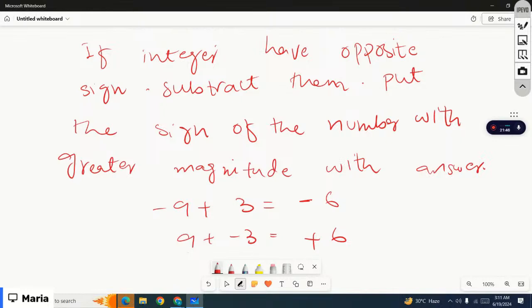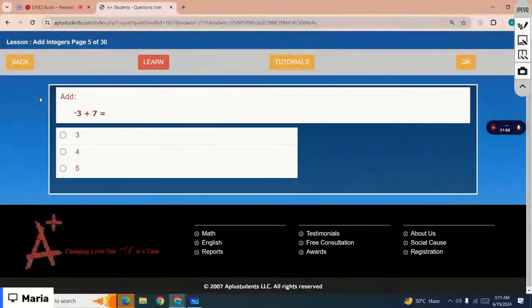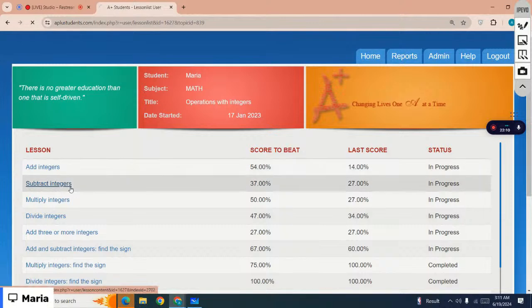Okay, let's just move on to the next lesson. The next lesson is subtract integers. Now we're going to learn the rules we apply when subtracting integers.